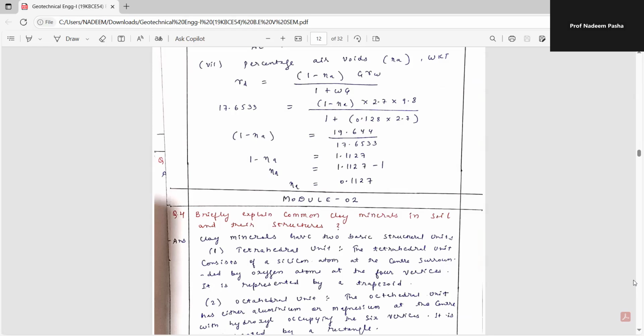Next, we need to understand what you mean by: briefly explain common clay minerals in soil and their structures. So this is a bit of a new topic. This we will see in the next class.